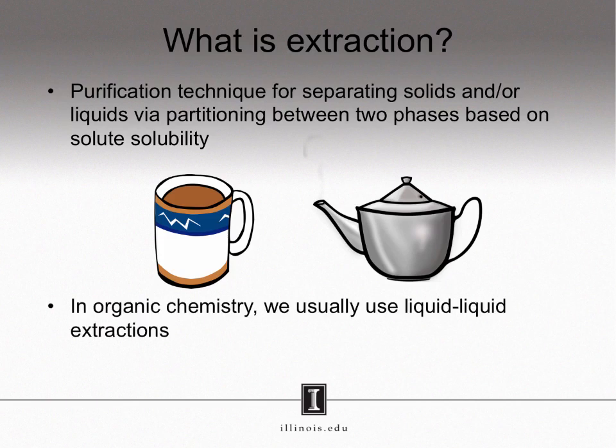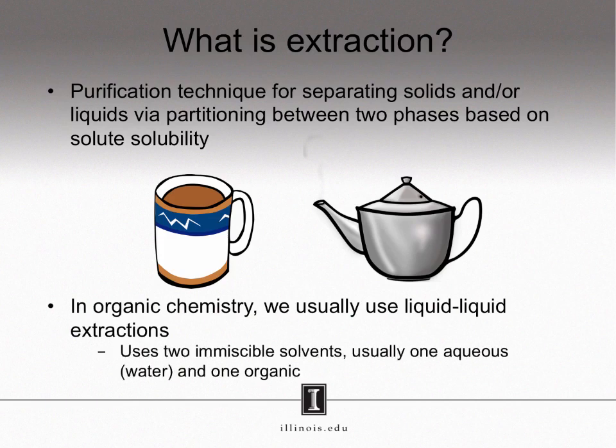In organic chemistry, we typically use what are called liquid-liquid extractions. A liquid-liquid extraction is an extraction that uses two immiscible solvents. We will talk about what immiscible means on the next slide. Usually, one of these solvents is aqueous, or made of water, and the other solvent is organic. The word immiscible here is quite important.